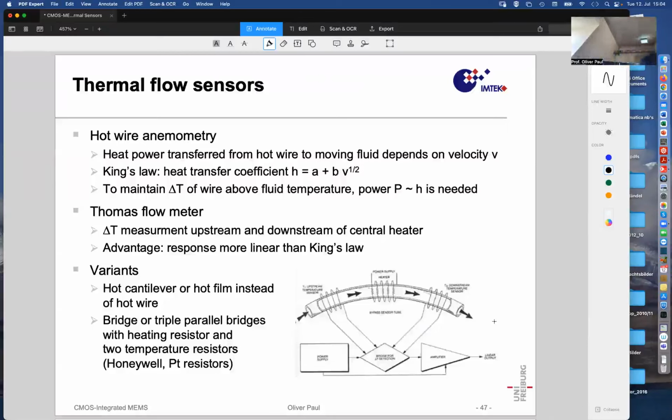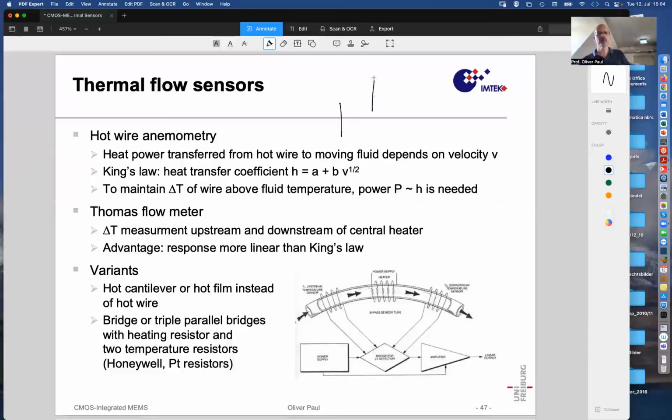So last topic, thermal flow sensors. That's also an interesting topic that really took off and now is kind of standard in MEMS, in thermal MEMS. And let's say the principle implemented is that of hot wire anemometry in its many variants. Hot wire anemometry is actually a simple thing.